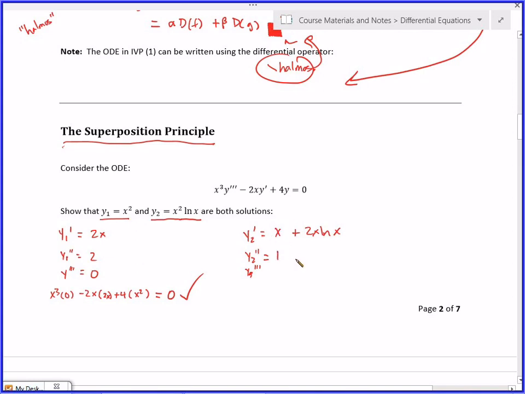derivative of that's 1, plus now, product rule on this: first times the derivative of the second is going to be 2x times 1 over x, which is just going to be 2, plus the second times the derivative of the first, which is 2 log of x, which is actually 3 plus 2 log of x. And then y2 triple prime is 0 plus 2 over x, so just 2 over x.